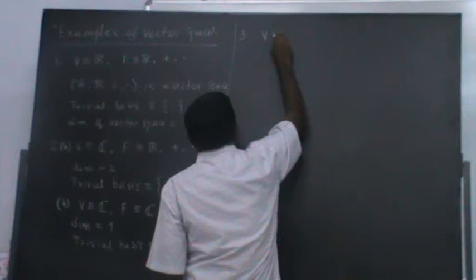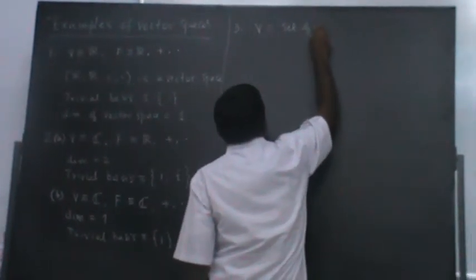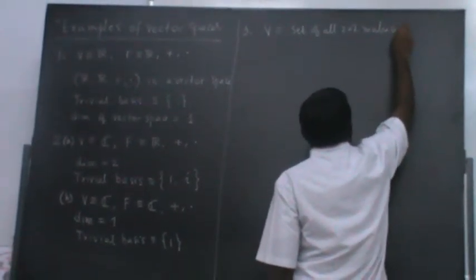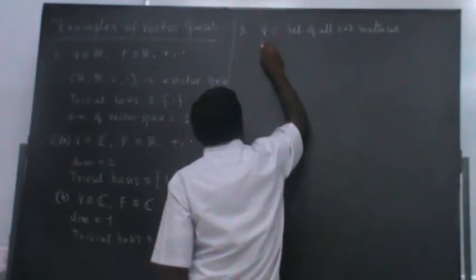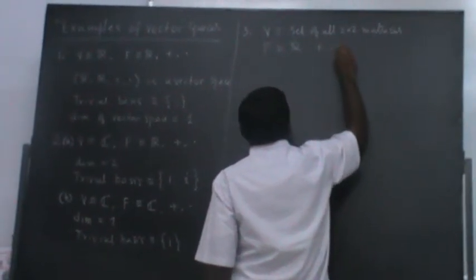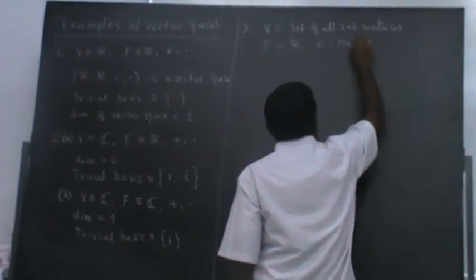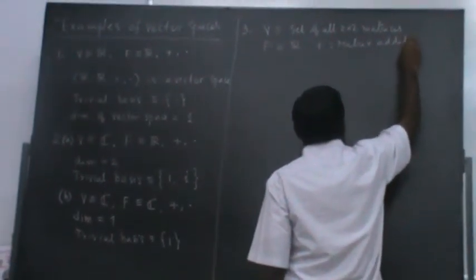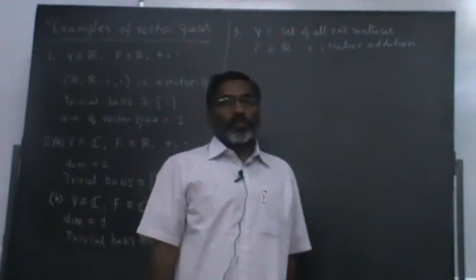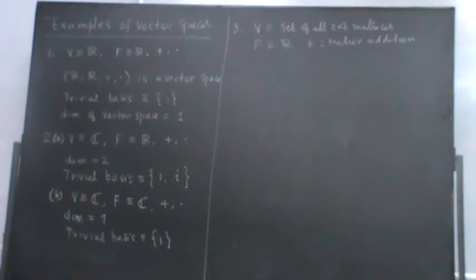Now let me consider the set of all 2 by 2 matrices. So V is the set of all 2 by 2 matrices, and the field is the set of real numbers. And plus is matrix addition, because the vectors are matrices now. When I take one vector, it will be one matrix, another vector, another matrix. When I add, it will be matrix addition.